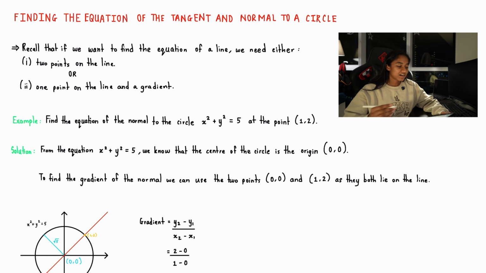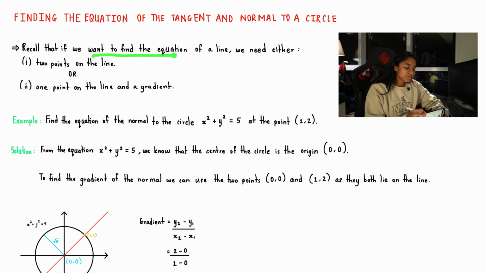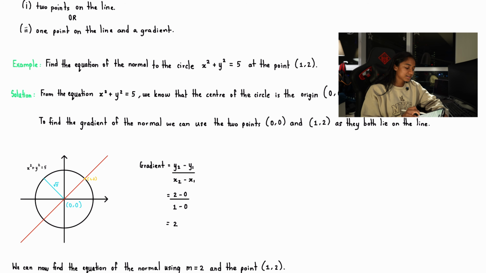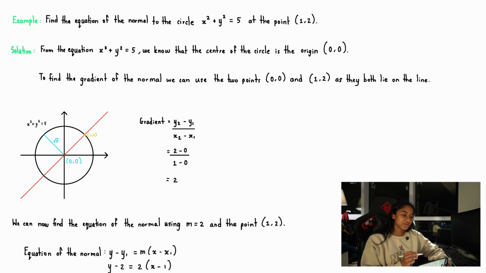Finding the equation of the tangent and normal to a circle. Now, although the tangent and normal have their properties regarding the circle, always remember that they are also just straight lines. So recall that if we want to find the equation of a line, we either need 2 points on that line or 1 point on that line and the gradient. Now let's look at this example to apply what we know.